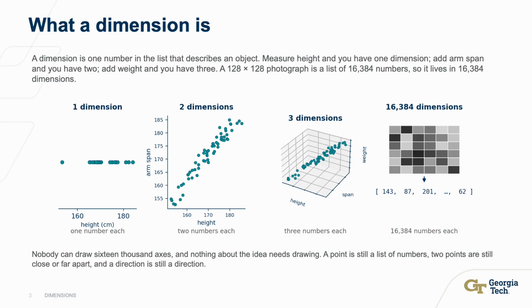Now keep going. A 128 by 128 photograph is a list of 16,384 numbers. So a photograph lives in 16,384 dimensions. Nobody can draw that. I want to be clear that nothing about the idea needs drawing. The definitions do not change when the list gets longer. A point is still a list of numbers. Two points are still close together or far apart. A direction is still a direction, and you can still measure how far along it something sits.